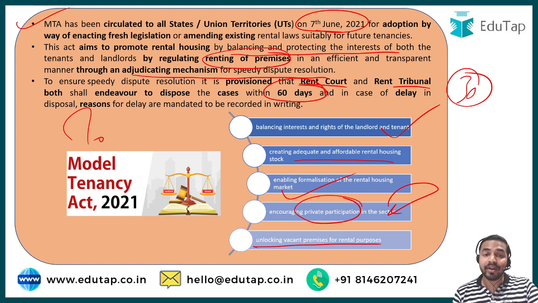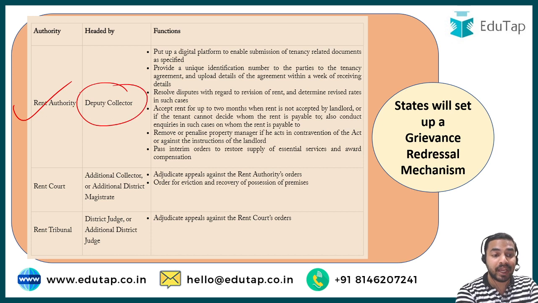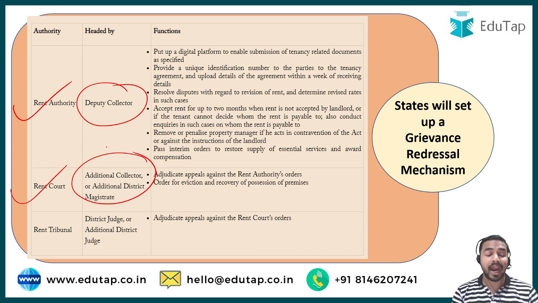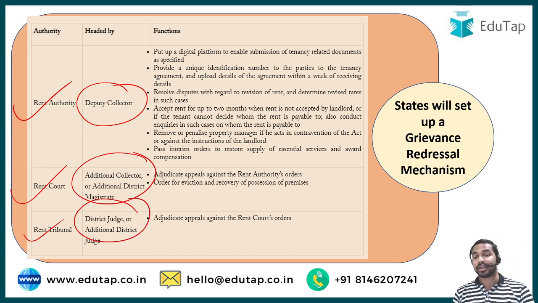Okay, so my dear friends, if we talk about the grievance redressal mechanism, then the state governments are also going to set up a grievance redressal mechanism, and that will be three tier. Here it will comprise the rent authority, which will be headed by the deputy collector, followed by the rent court, which will be headed by the additional collector or the additional district magistrate, and the third one will be the rent tribunal, which will be headed by the district judge or the additional district judge. So I hope that this is very much clear to all of you.